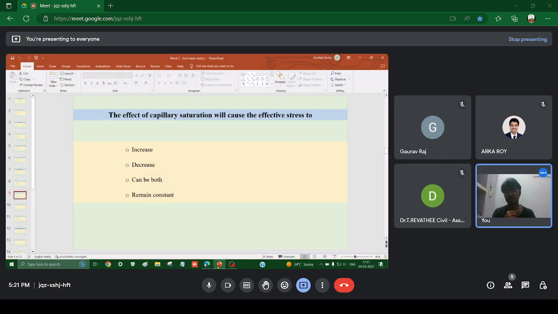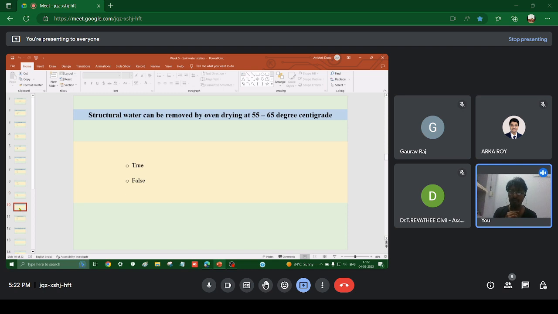The effect of capillary saturation will cause the effective stress to: increase, decrease, can be both, or remain constant. Alright, next question.